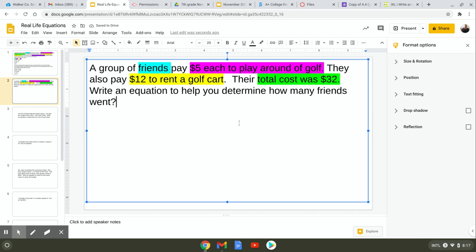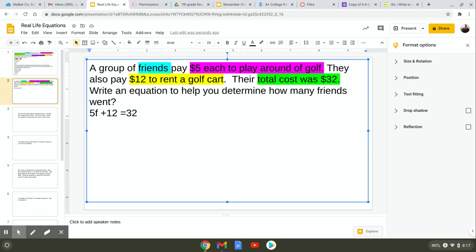So ask yourself, what am I looking for? It says to write an equation to help you determine how many friends went. So we don't know how many friends went. We do know that they paid $5 each. So we could say 5 times F for friends. They each paid $5. And we know that they paid $12 to rent a golf cart. So that's going to be plus 12. And we know that their total cost was $32. So this would be our equation.